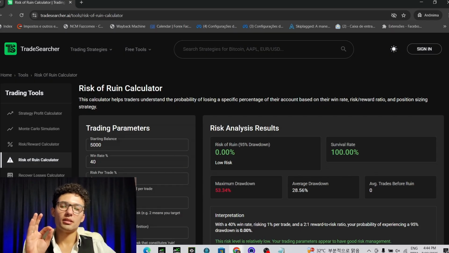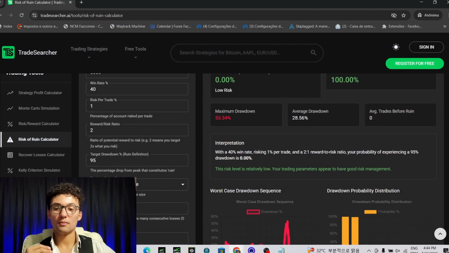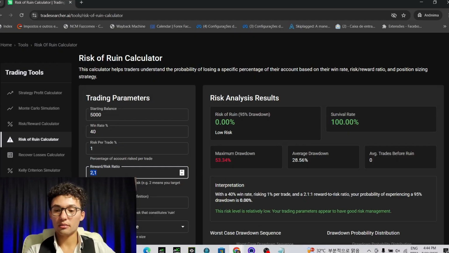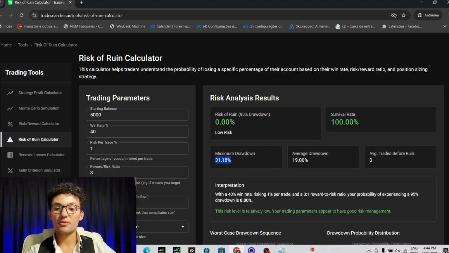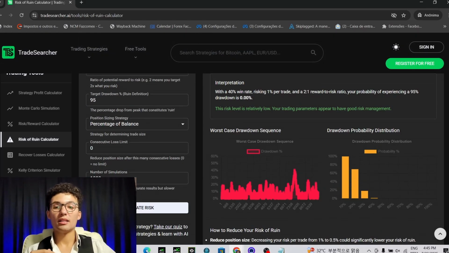This is the reason why I said that this is not a good strategy, even though it's profitable. It's a profitable strategy, okay? You can see it's profitable, but it has too high drawdown, because this 40% win rate is too little, and this reward ratio is also too little. If you increase your reward ratio to 3, for example, it drops from 50 to 31, and the average 19, okay? And also, if you increase here, it will become another strategy. Let's go back to the 2%. I'm just showing you that this is not a good strategy.